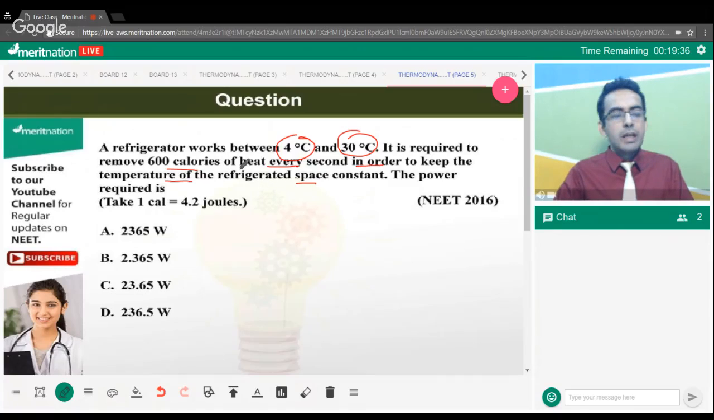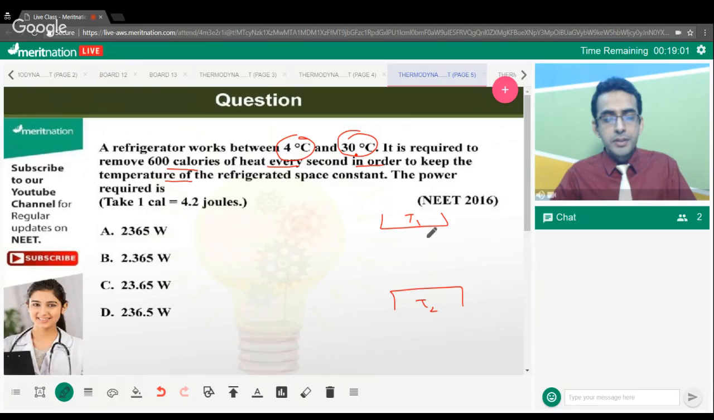Here also we are given the heat that is released every second. So whatever value you get for the work, that is the work done in 1 second, so that's the power only. First of all, we have to understand which is T1 and which is T2. What is T1, students? A refrigerator takes heat from some substance at temperature T2 and gives that to some substance at temperature T1. So T2 is always less than T1.